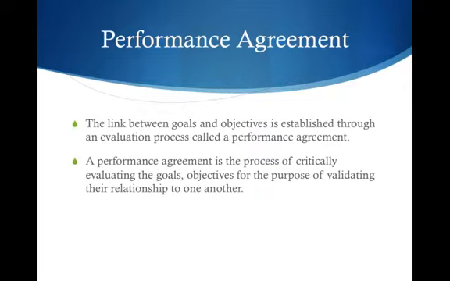Performance agreement. A link between goals and objectives is established through the evaluation process called a performance agreement. Every goal and objective needs to have a performance agreement, and we're going to describe those, and this will help you troubleshoot your lesson plans. A performance agreement is the process of critically evaluating the goals and objectives for the purpose of validating their relationship to one another.